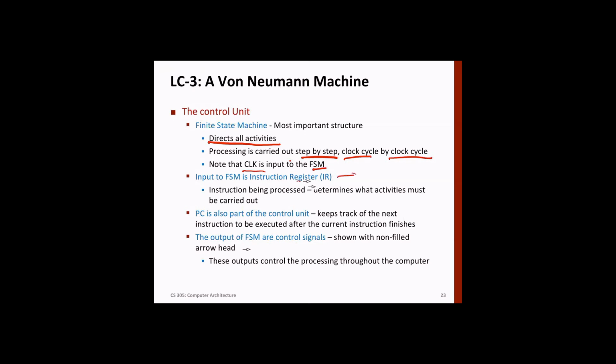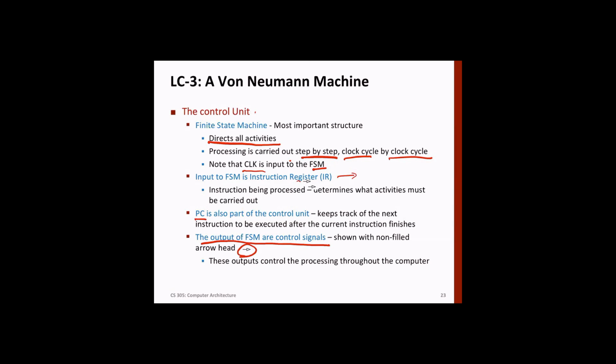What it does is it brings the instruction from memory to the instruction register, interprets that instruction, and generates a lot of control signals. And the program counter is part of the control unit. We have seen that the program counter tracks the next instruction to be executed. And the output of the finite state machine in the control unit is a number of control signals, right? That we have shown by a non-filled arrow.